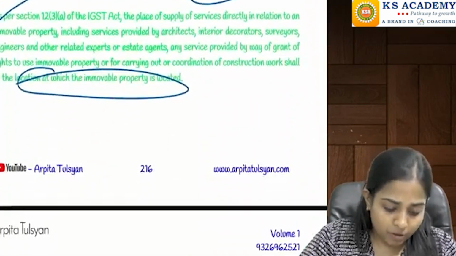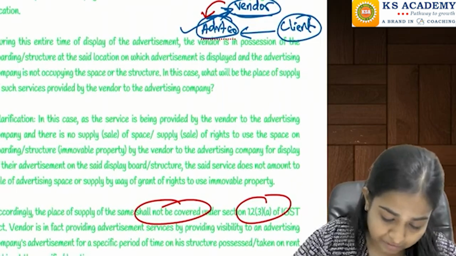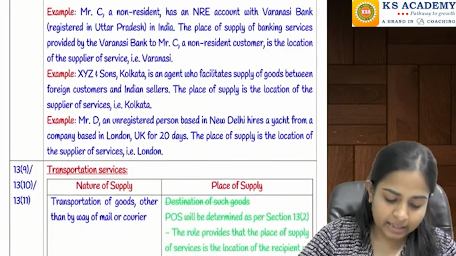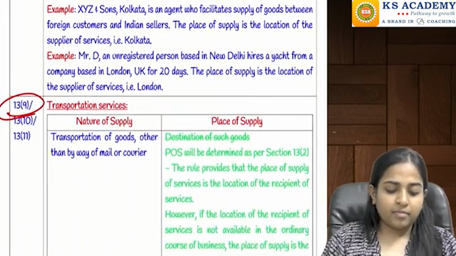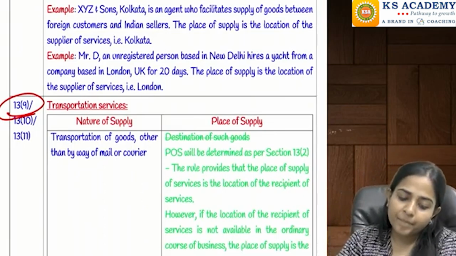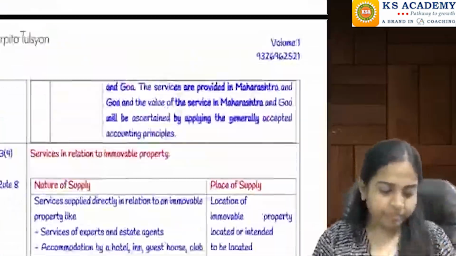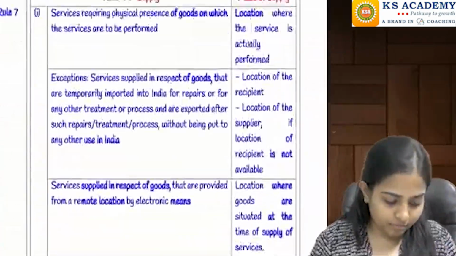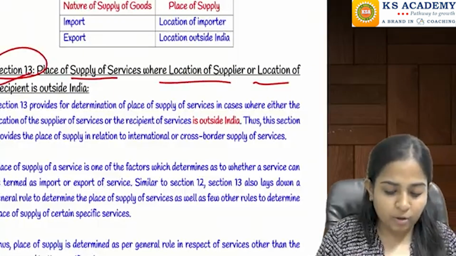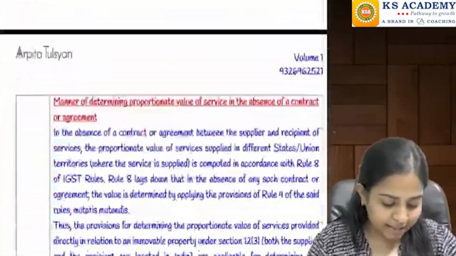Now, a couple of amendments from CA final point of view, also specifically applicable for CA final in the later part of the chapter. Come to section number 13.9. Services, place of supply in case of services. Section number 13, place of supply, where location of any one of the persons is located outside India. In that section number 13.9.